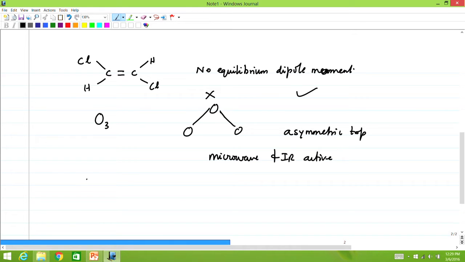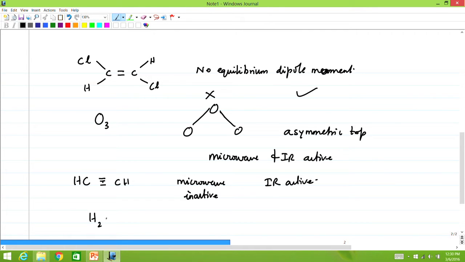Acetylene, it's quite clear that there is no dipole moment for this linear molecule. This molecule has a center of symmetry, therefore it is not microwave active, that is, microwave inactive, but it has vibrational motions, therefore it is IR active.